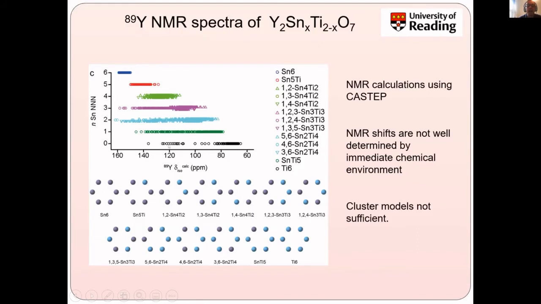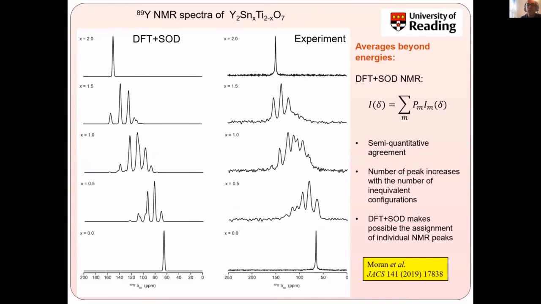But there is not really a correlation. There is too wide a range, which means that it's not just the immediate chemical environments. You have to go through the whole configuration to figure out how a particular configuration generates a given chemical shift. So you have to do it with a full ensemble. If you calculate the spectrum for a given configuration, then you can calculate the spectrum for the whole of the solid solution by simply taking the average over the spectrum.